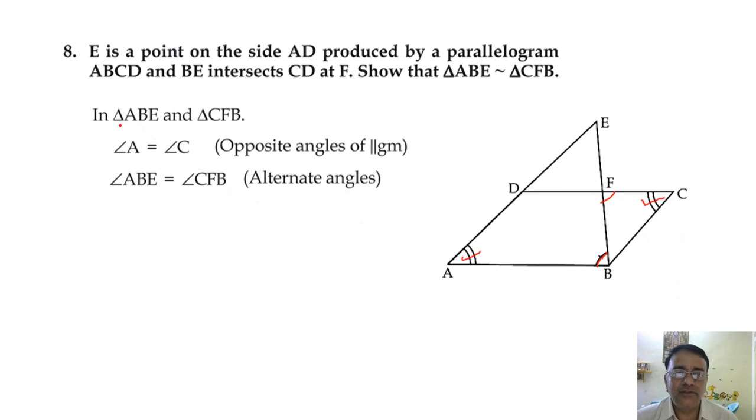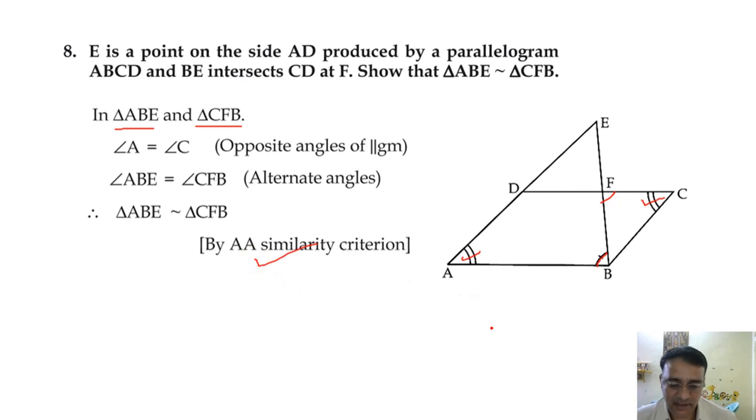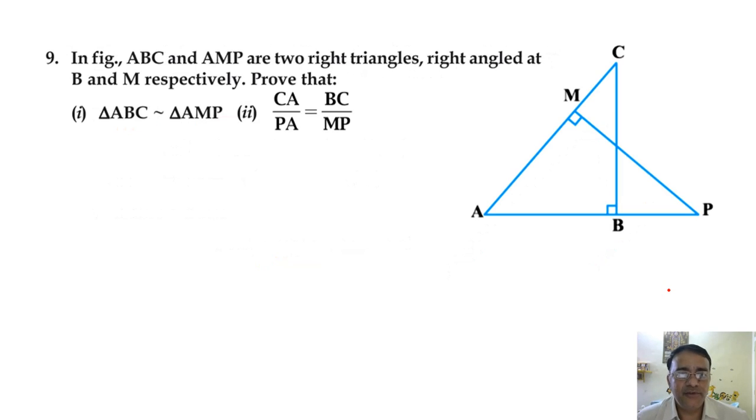So we can conclude that these two triangles are similar. By which criteria? AA similarity. Right, AA similarity. You can take this pair also. ये वाला और ये वाला भी ले सकते हो. Alternate interior angles. Okay. Now we will move toward the next question.